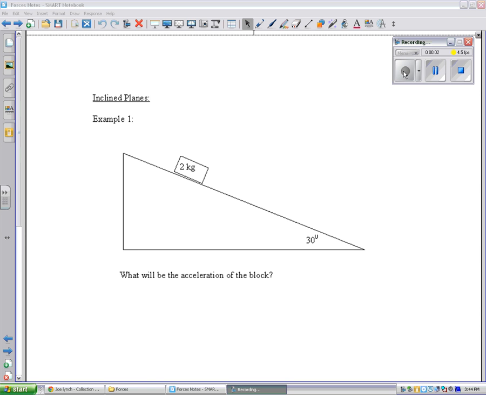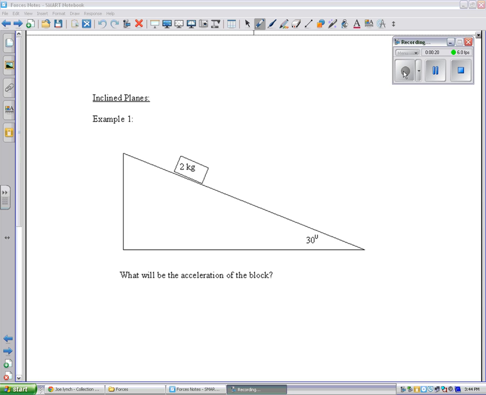Okay, this lesson is going to be on things sliding down inclined planes. So if I take a look at this picture, I know that 2 kilogram mass is going to slide down the hill, and I want to find out what the acceleration of the block is going to be. Now, let's start identifying forces on this.